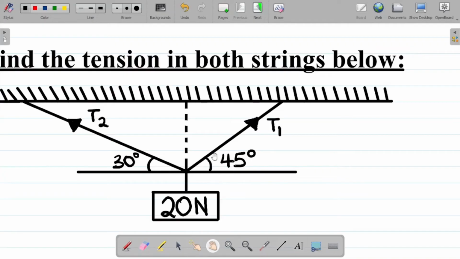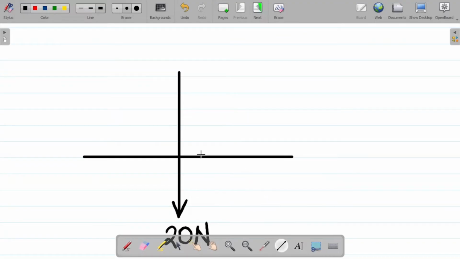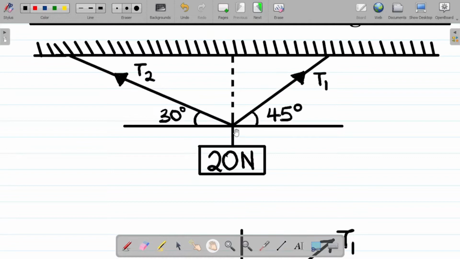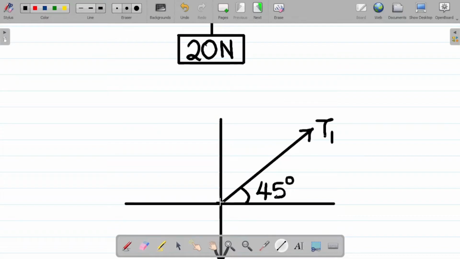Next up, we have T1 branching towards the right, this way, and the angle there is 45 degrees. So we'd have this one coming this way here. This is T1, and the angle here is 45 degrees, please. We also have T2 going this way here, and the angle is about 30 degrees. From here going this way, this is T2, the tension on string 2, and the angle here is about 30 degrees. All right, so basically, here's my free body diagram.